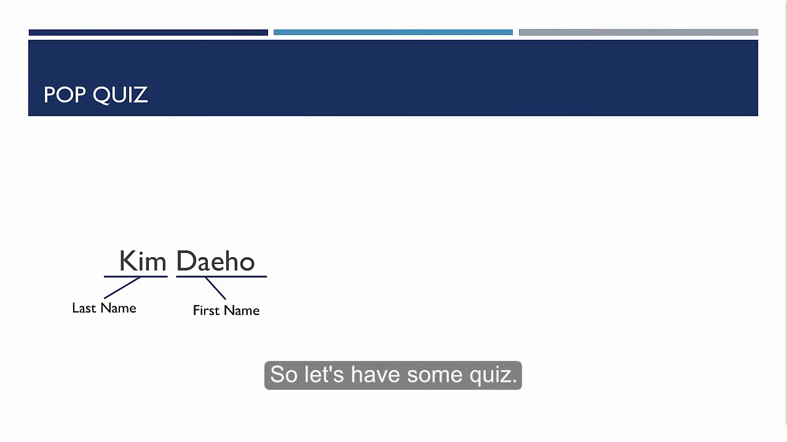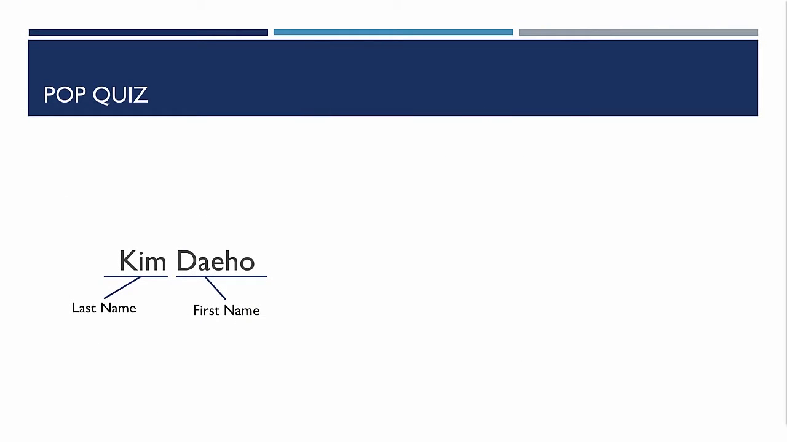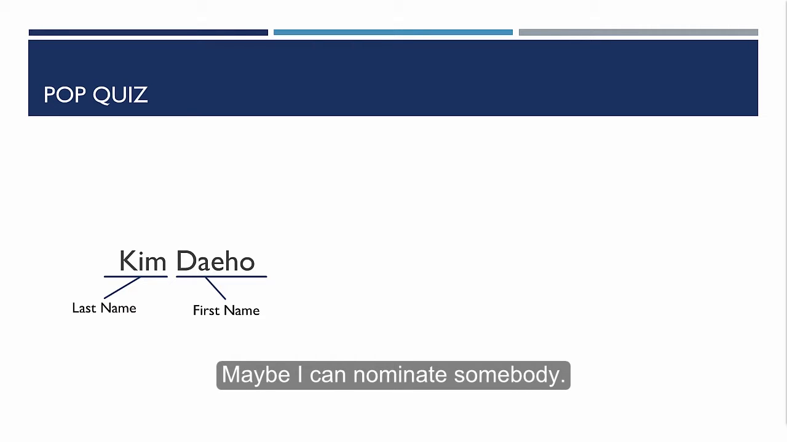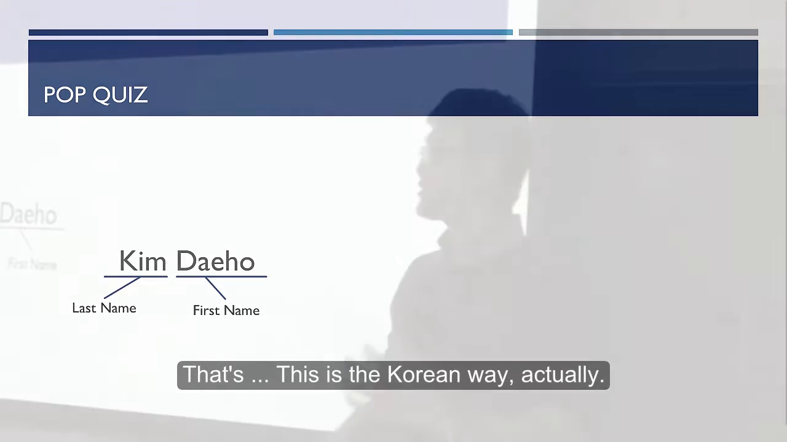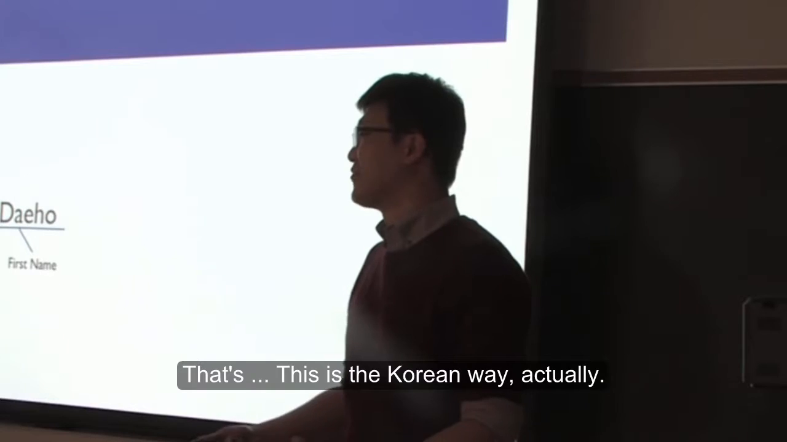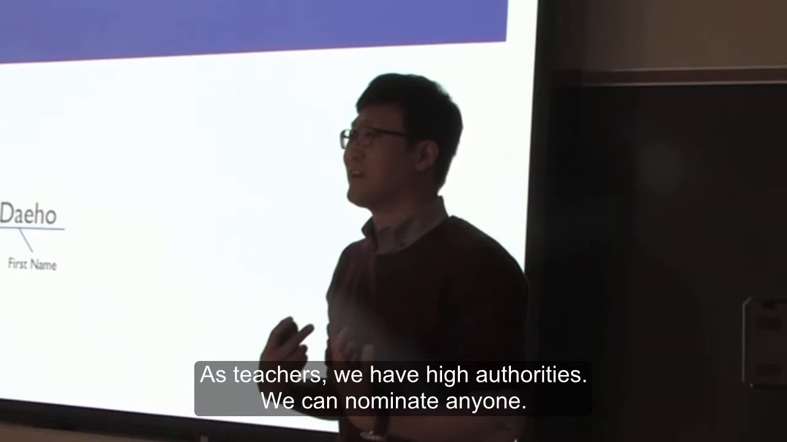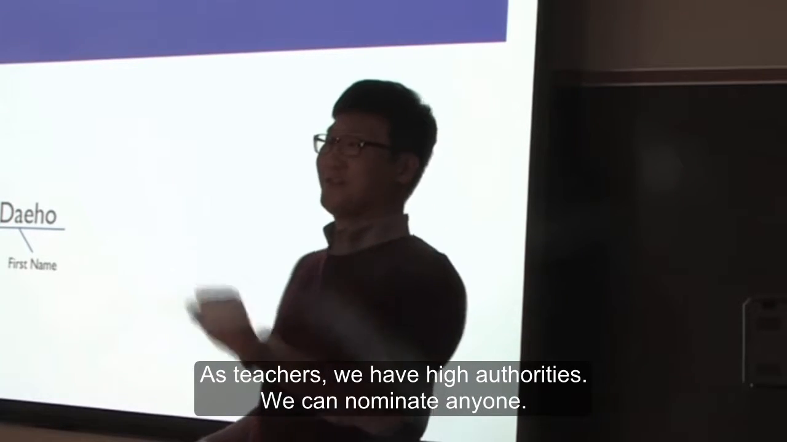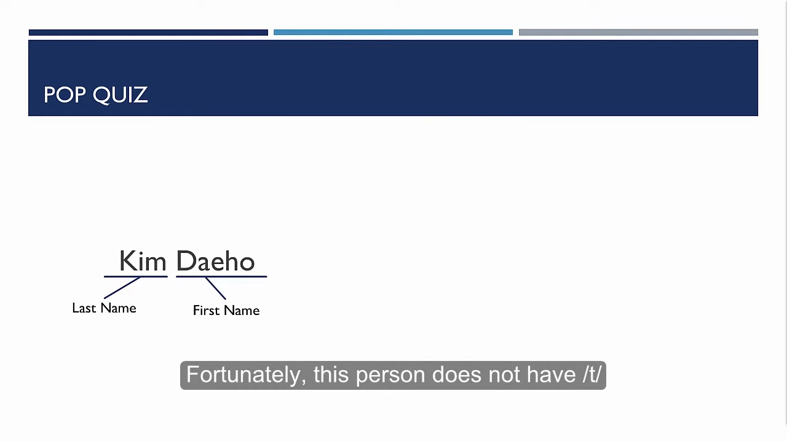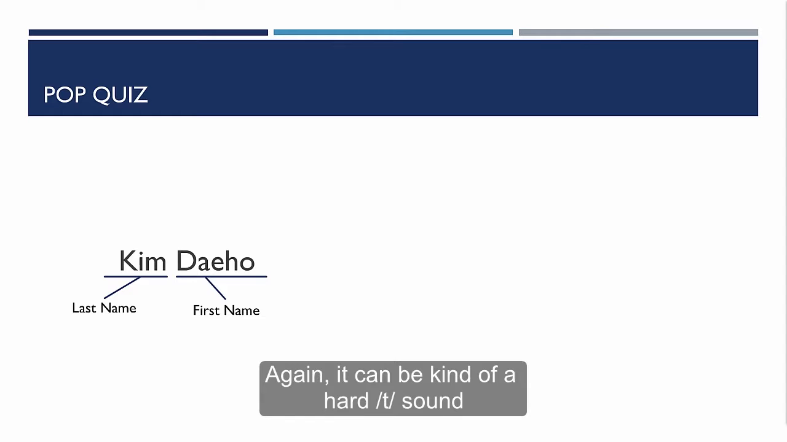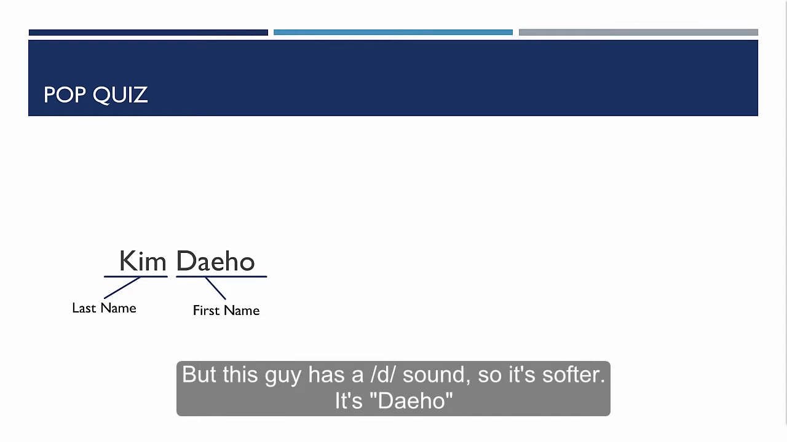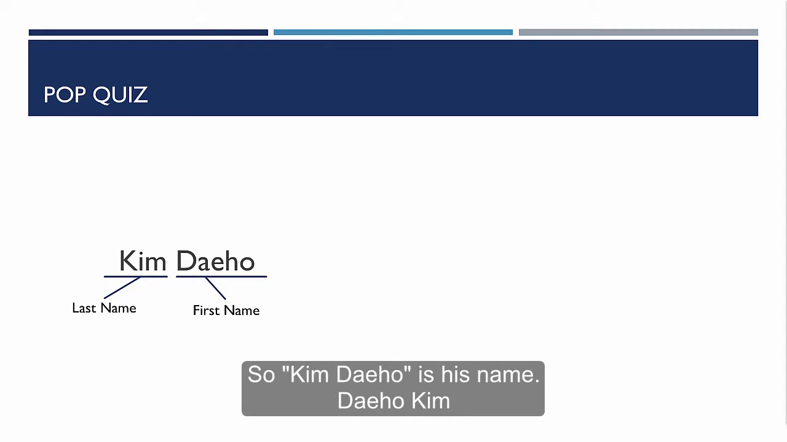So let's have some quiz here. Maybe I can nominate somebody. This is the Korean way, actually. For teachers, we have high authority. You can't nominate anyone. Fortunately, this person does not have a T sound again. It can be a kind of hard T sound, but this guy has a D sound. It's softer again. So it's Daeho. So Kim Daeho is his name.